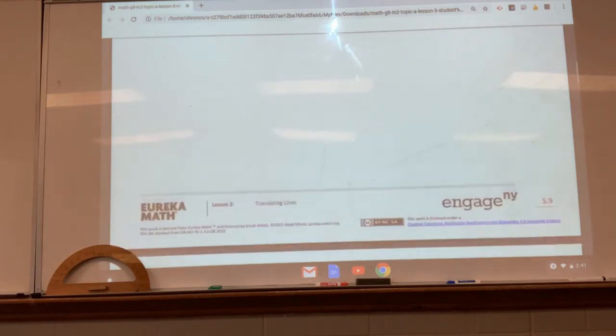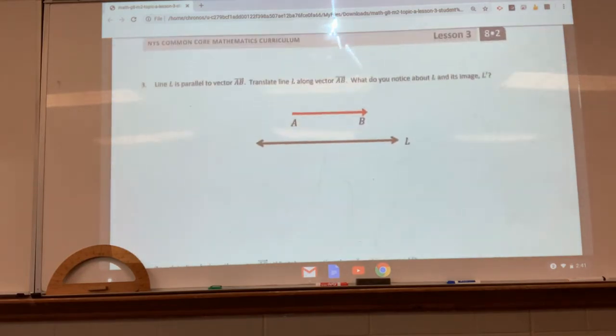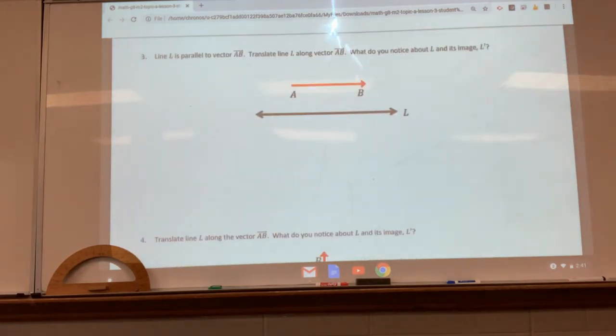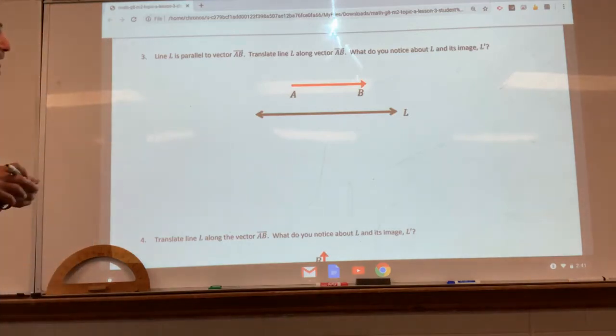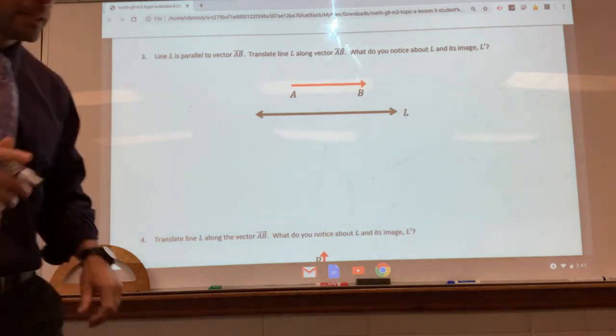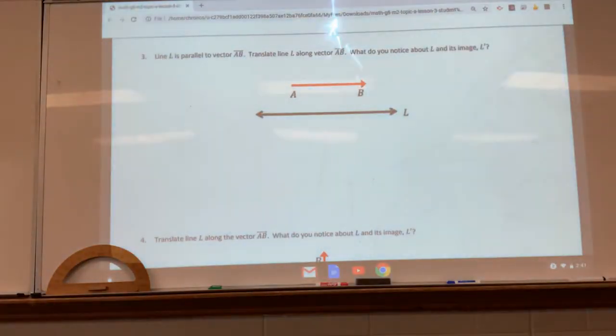So, let's move on. Line L is parallel to vector AB. This line is parallel to this line. Translate line L along vector AB. Okay, let's do this. Where's my tape? Here it is. Okay. Let's see what we can do here, folks.